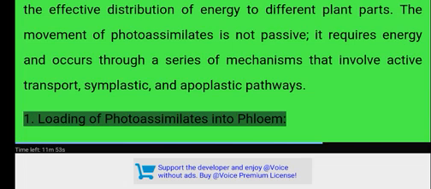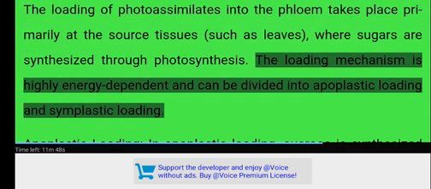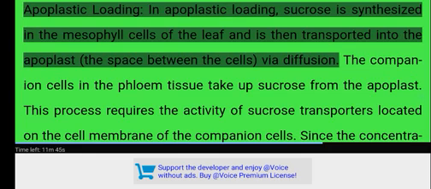1. Loading of photosynthates into phloem. The loading of photosynthates into the phloem takes place primarily at the source tissues, such as leaves, where sugars are synthesized through photosynthesis. The loading mechanism is highly energy dependent and can be divided into apoplastic loading and symplastic loading. Apoplastic loading. In apoplastic loading, sucrose is synthesized in the mesophyll cells of the leaf and is then transported into the apoplast, the space between the cells, via diffusion.